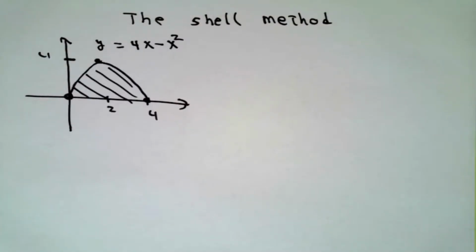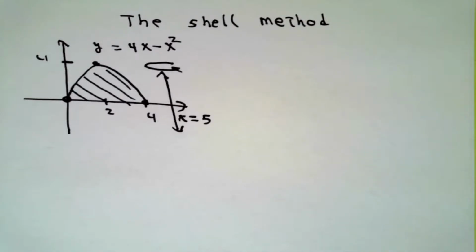I want to look at the region in the first quadrant below the graph of y equals 4x minus x squared, and I want to think about revolving this about the vertical line where x is 5. Since the axis of rotation is vertical, if I want to use disk or disk-like methods, it's the range of y values that will get subdivided.